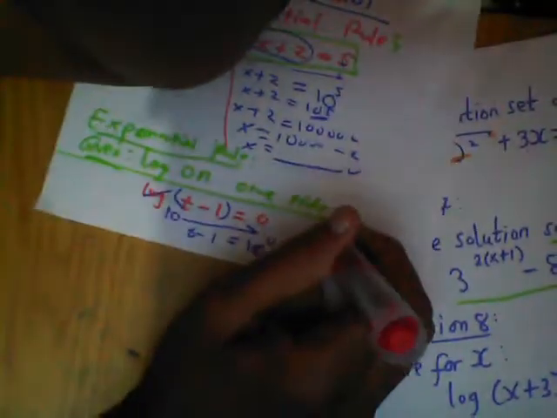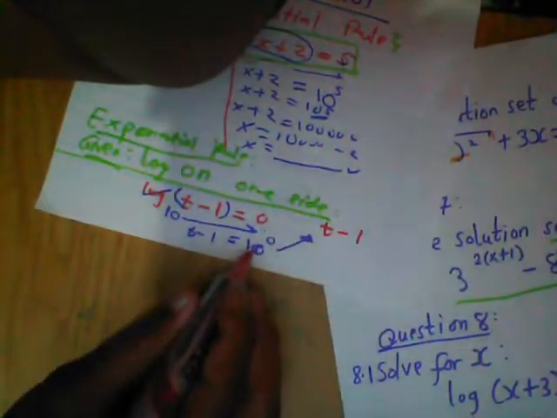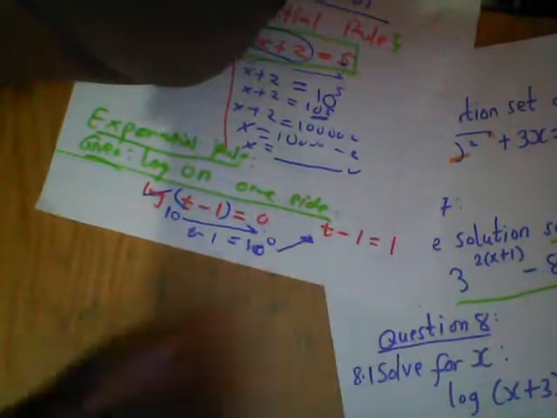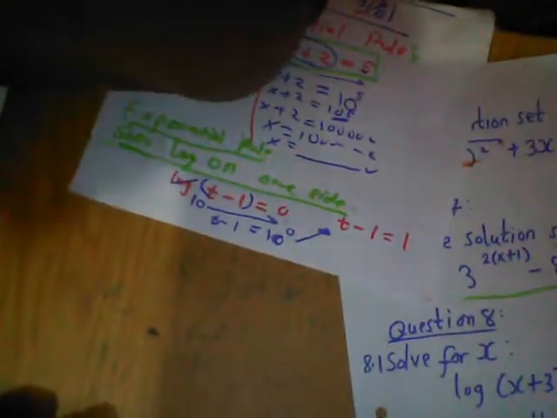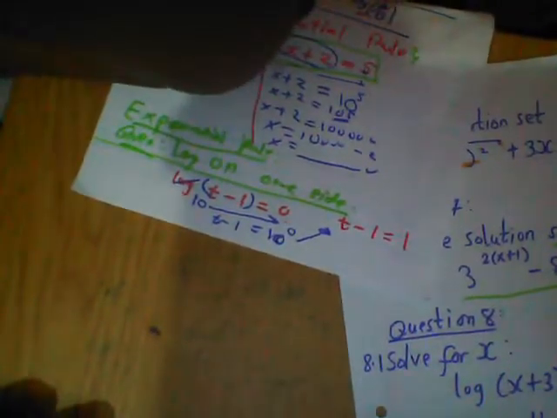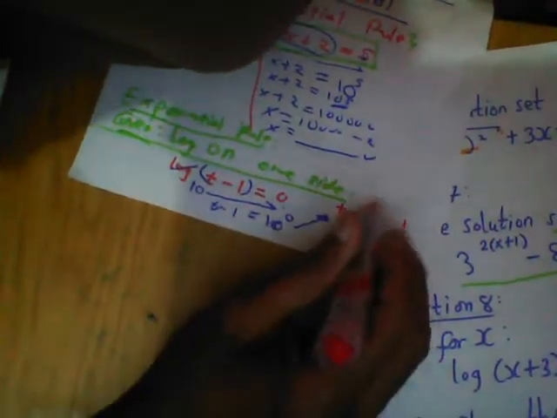So this is going to be t minus 1, but any number to the power 0 equals 1. That's why we say 10 power 0 equals 1. Anything, even if you take a trillion, power 0 equals 1. All your house and your family, power 0 equals 1. So we take this 1 over, so t equals 2. That's how you do the exponential rule.